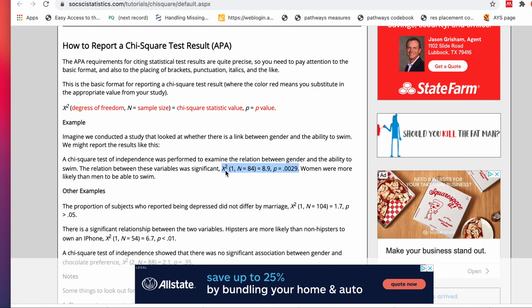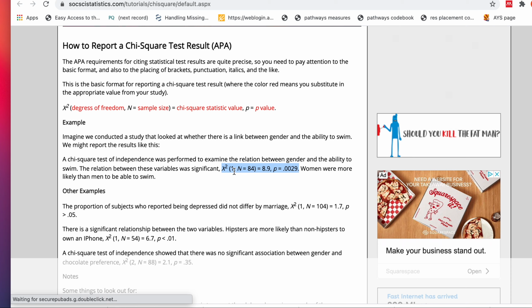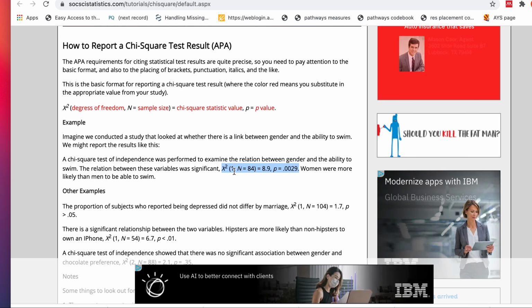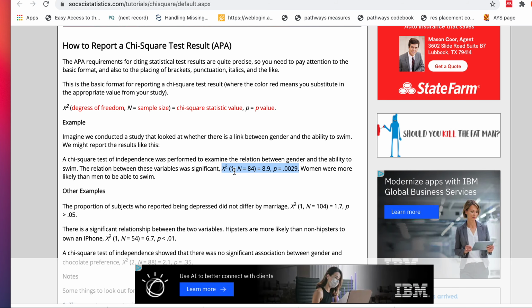The chi-square symbol is your chi-square. The 1 is your degrees of freedom. This is simply the number of columns minus 1 times the number of rows minus 1. So 2 columns, 2 rows: 2 minus 1 times 2 minus 1, 1 times 1, you get 1. So that's where you get the 1 degree of freedom. If you only have 2 columns and 2 rows, your degrees of freedom is 1. It's going to be a little bit more if you have more rows and more columns.